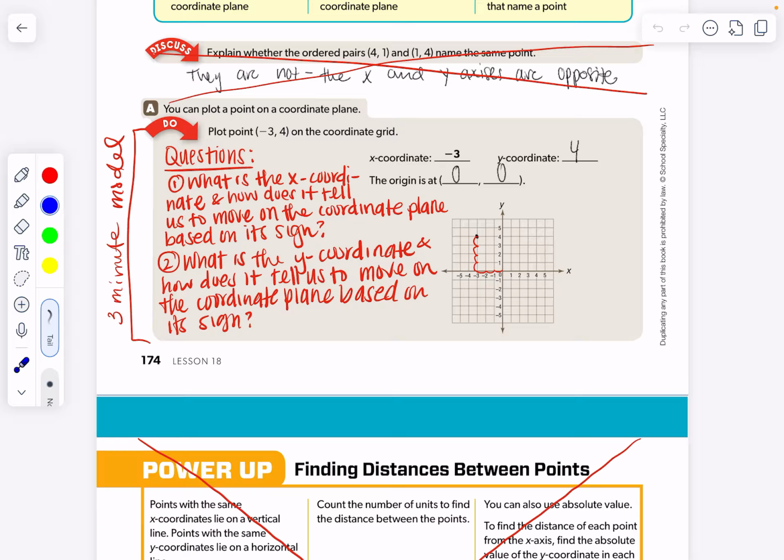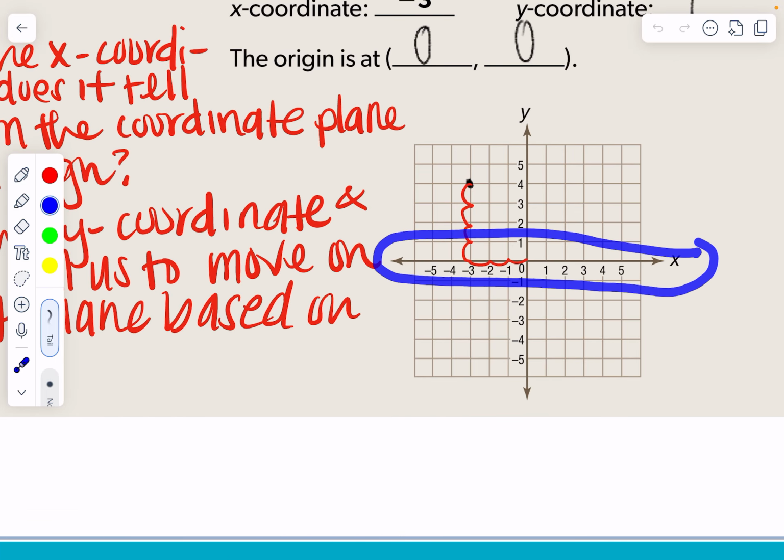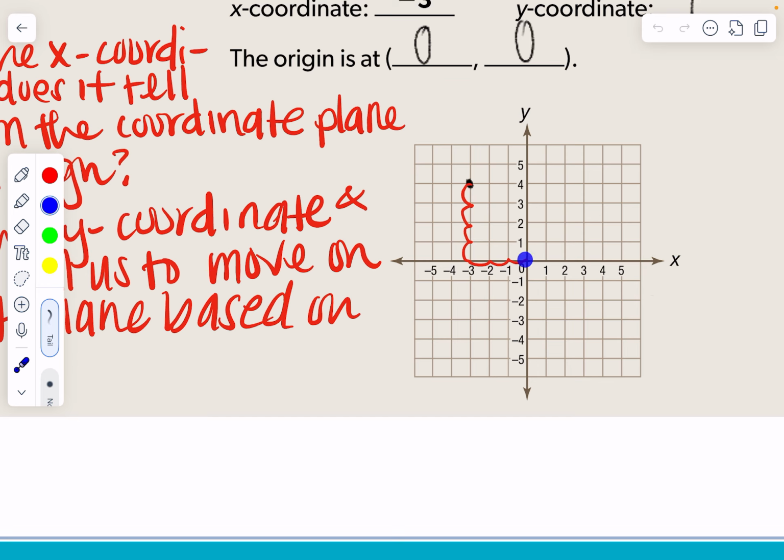What is the x coordinate? And how does it tell us to move on the coordinate plane based on its sign? So the x coordinate is -3. Great. How does it tell us to move on the coordinate grid based on its sign? Well, here is my x coordinate. I know, just like the past few days, I always need to start at the origin. So if I'm starting at the origin and I want to get to -3, should I be moving to the right or to the left?